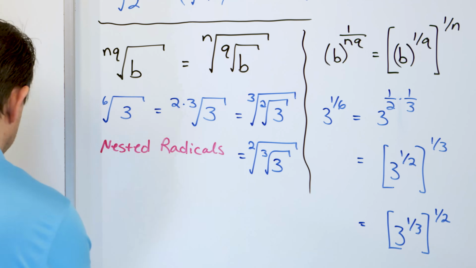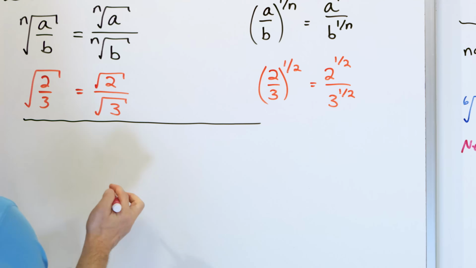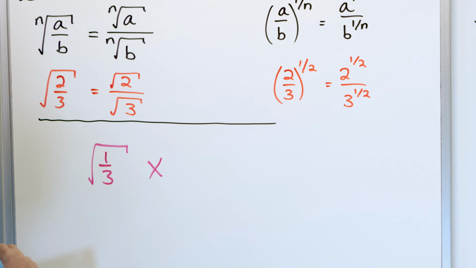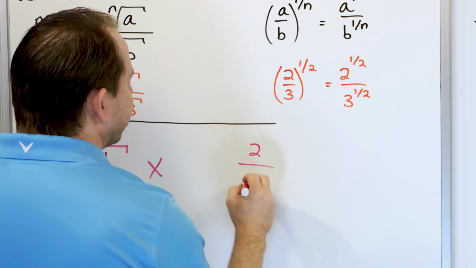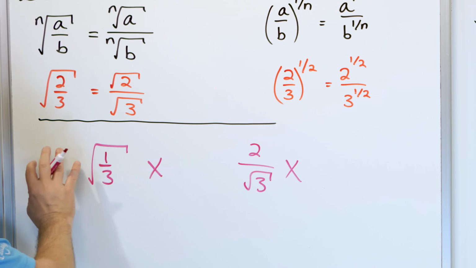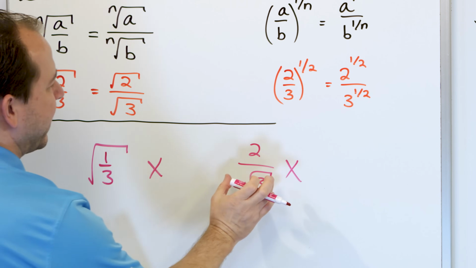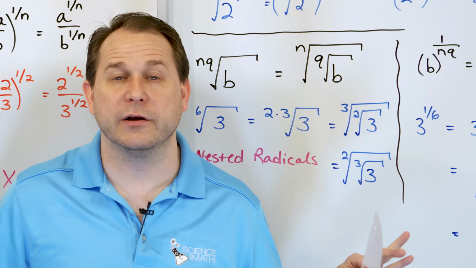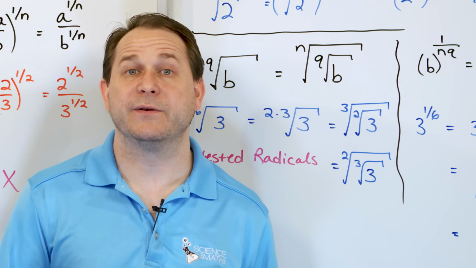So when we're simplifying, we don't want 1/3 under a radical. That's not simplified. And we also don't want 2 over the square root of 3. That's not simplified. We're going to learn how to break these apart and get rid of that fraction under there. We're going to learn about how to get rid of these radicals that are in the denominator. And we're going to use all of these properties along the way to simplify radical expressions.